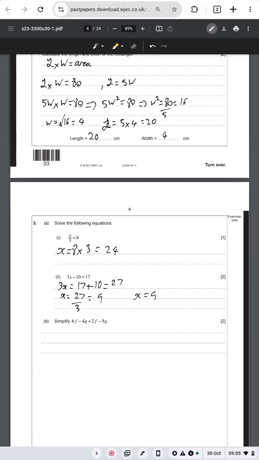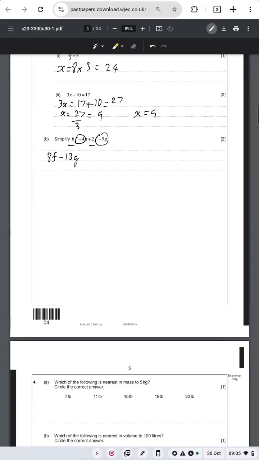Simplify the following, so we have to bring like terms together. We're first going to start off with these two f terms. So we've got 6f plus 2f, which is 8f. And then we have minus 4g minus 9g. So minus 4 minus 9 is minus 13. And then the g carries through.